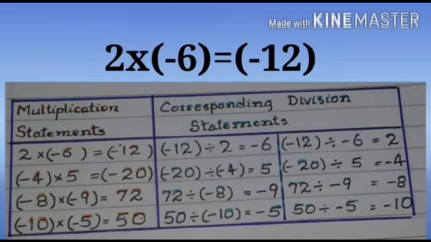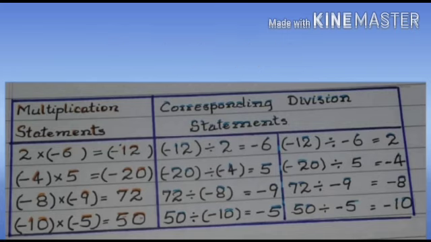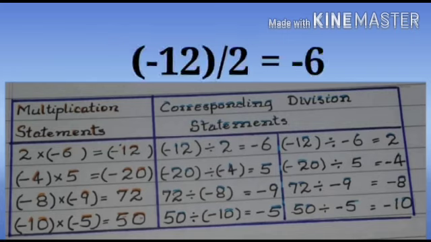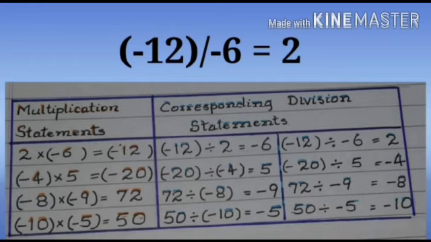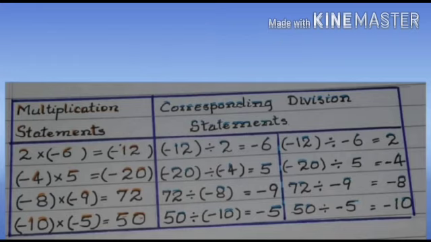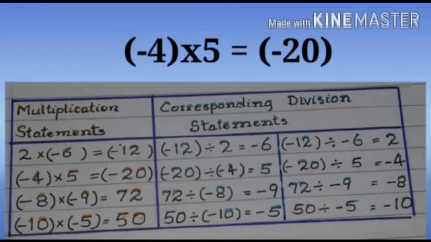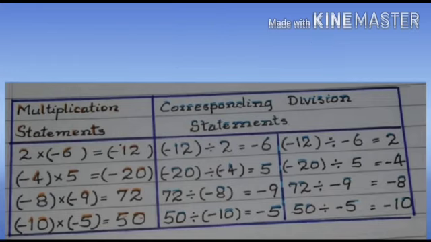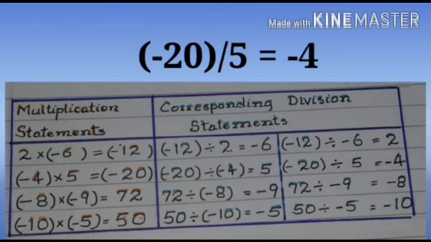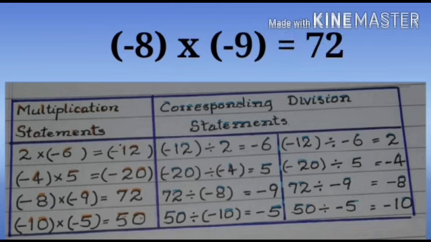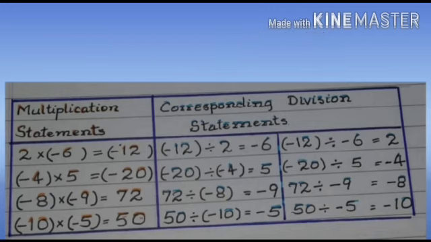First one, 2 into minus 6 equals minus 12. Corresponding division statements are minus 12 divided by 2 equals minus 6 and minus 12 divided by minus 6 equals 2. Second one, minus 4 into 5 gives us minus 20. The corresponding division statements are minus 20 divided by minus 4 equals 5 and minus 20 divided by 5 equals minus 4.